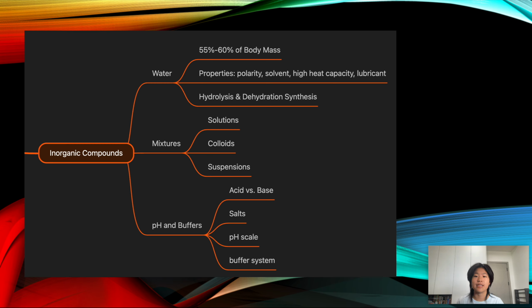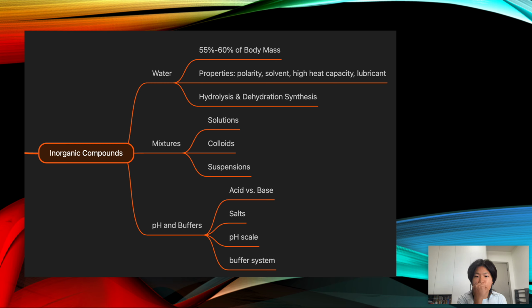And we have bases. Bases usually take in the H+, our hydrogen ions, and in a lot of cases they have hydroxide ions, so they have OH-. The defining characteristic is that they are able to remove H+ in the solution, and they are called proton acceptors.